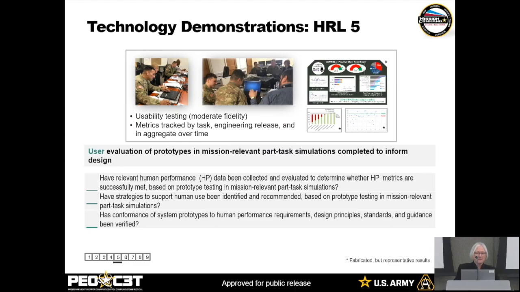And 5. Here we're looking at user evaluation of prototypes and mission relevant part task simulations, have they been completed to inform design. Okay, so we increased the fidelity of our usability testing. We were having a FATED, talking to a FATED, sending fire missions. We had it connected to one of our simulation systems so they could shoot fire missions with simulated guns. And here we were tracking all of our metrics by task, engineering release, and aggregating them over time.